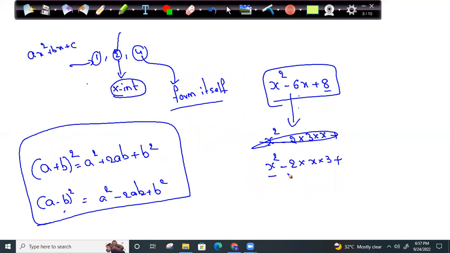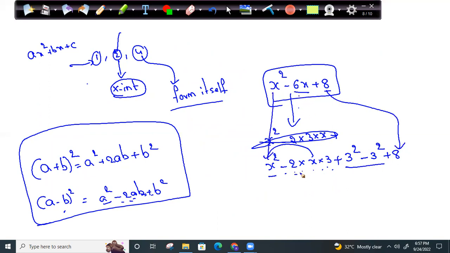I'll write it as x square minus 2 into x into 3, a square minus 2ab, where a is x, b is 3. So I'm adding 3 square, and subtracting 3 square, plus 8. I just added 3 square and subtracted 3 square. x square is x square, 6x is 6x.